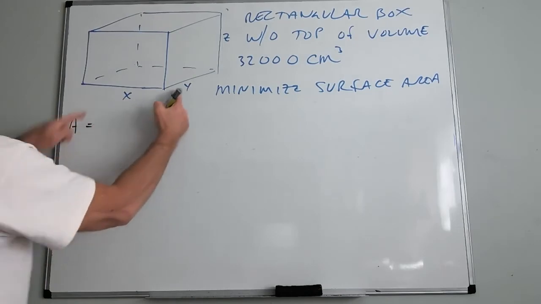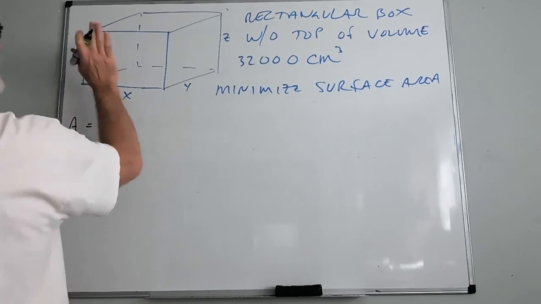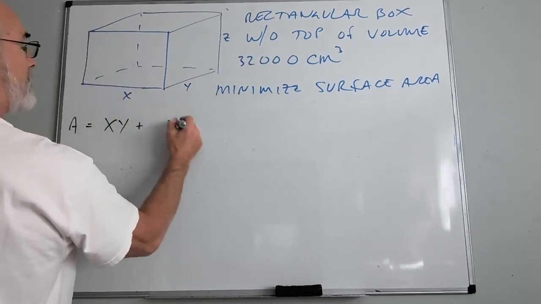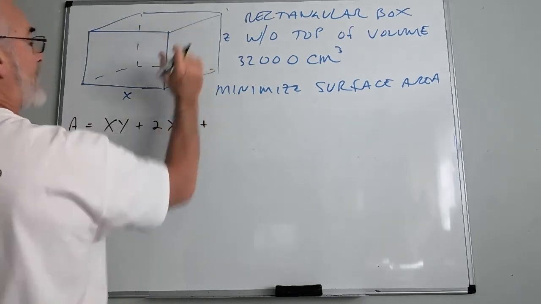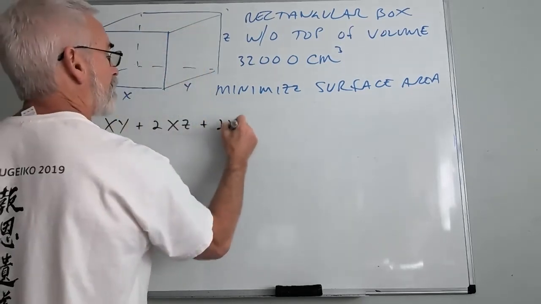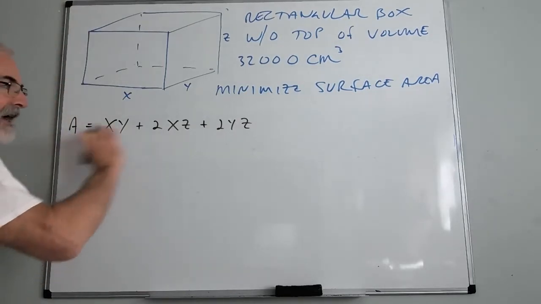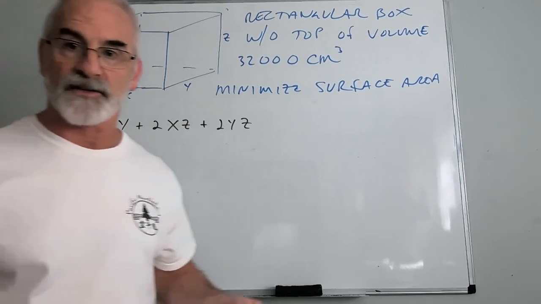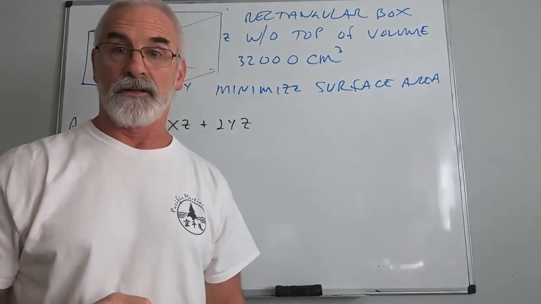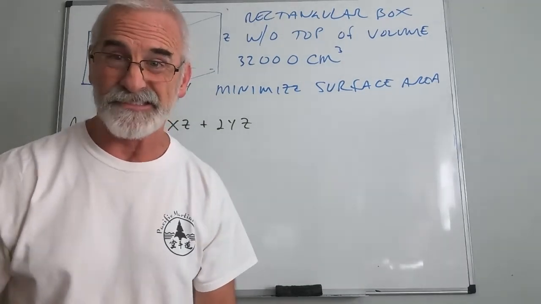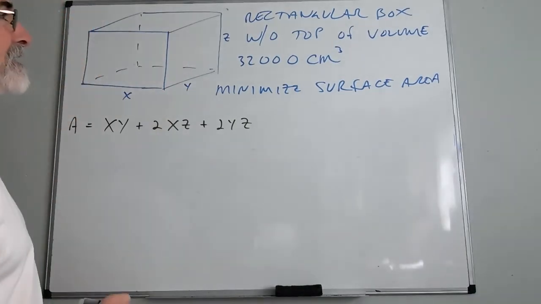My area is going to be, well, the base is going to be X times Y. The front face is going to be X times Z, but I have two of them, a front and a back. And the side face, I have two of them, is going to be 2YZ. All right. I want to minimize this. Well, the very fact that I want to minimize this absolutely means I have to take a derivative somewhere along the line. Problem is I have too many variables. Yikes. Anybody got an idea what I need to do next?